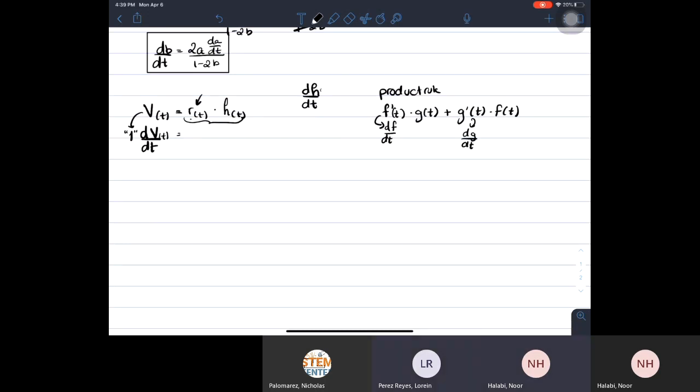So let's look here. I have r and h. They're also both functions. Just like f and g, these are also functions. They're not variables.